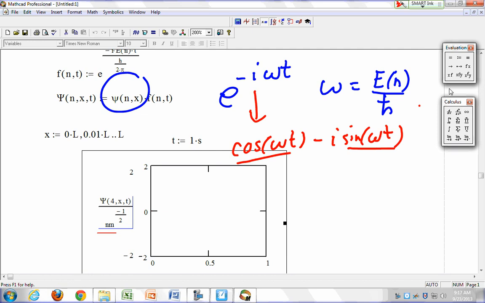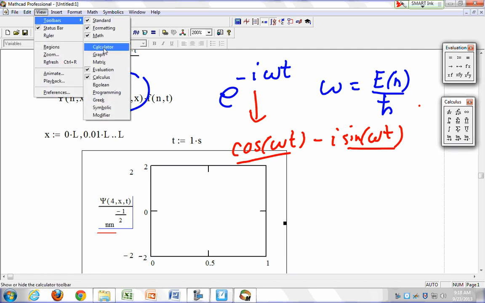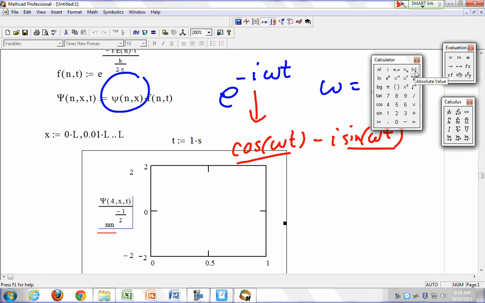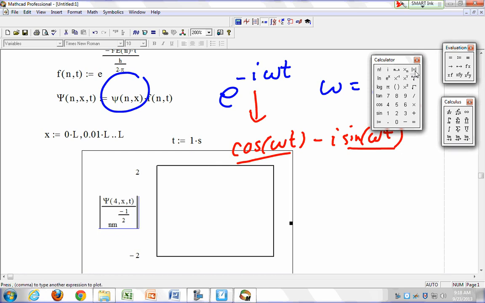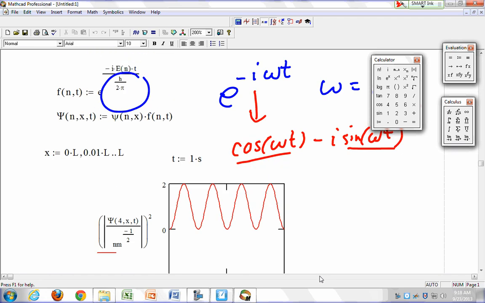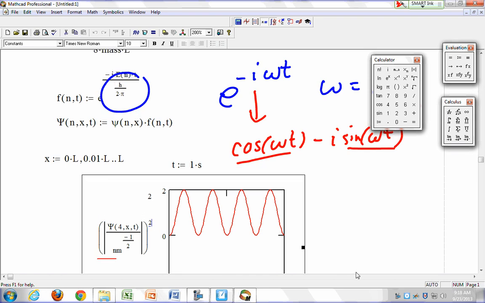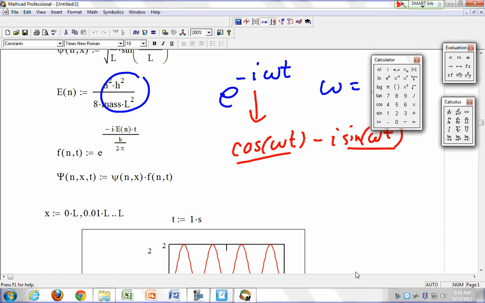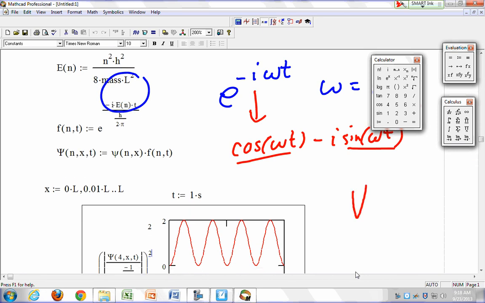Absolute value. So I'm going to pick up the calculator toolbar right there. That's absolute value, and then raise to the power 2. You can see that's just the square of the function. If you just take the absolute value, that will work too. And remember, what's the square root of 2 squared? Remember, your peak was the square root of 2 over L, right? So if you square that, you can see the maximum is at 2.